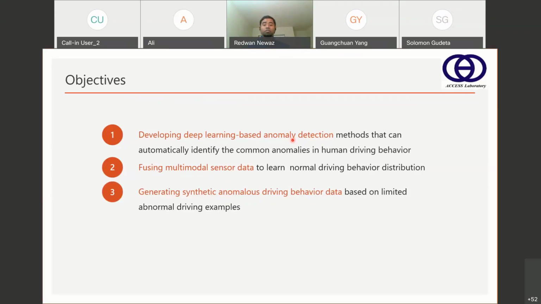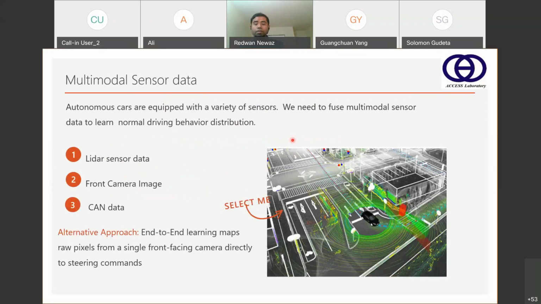To learn useful driving behavior from real data, we need a lot of positive and negative examples. In the real world, it is difficult to obtain anomalous driving data due to its confidential nature. Therefore, I'll talk a little bit about how to generate realistic synthetic anomalous driving data using a network called a generative adversarial neural net. But let's move on to the multidimensional sensor data processing first.